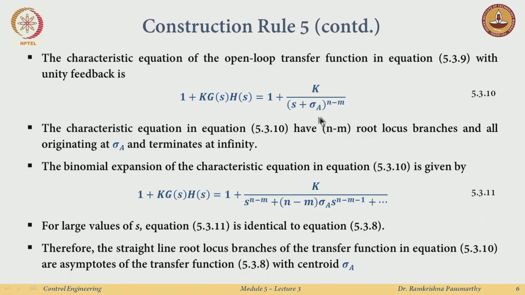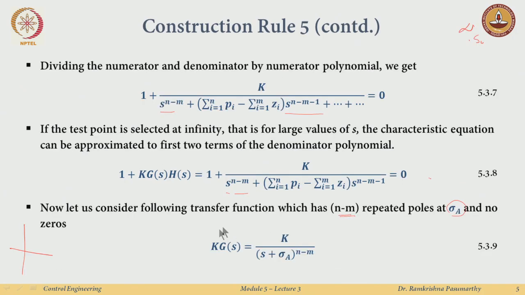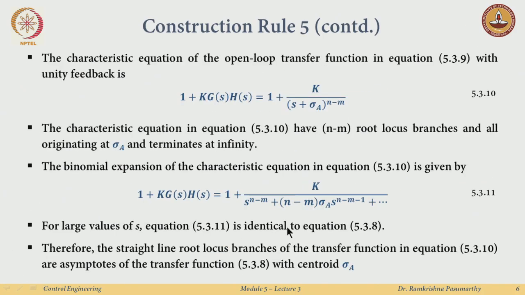So, this characteristic equation, how will this root locus look like? Well, this root locus has no zeros and n minus m poles. Okay. So, this root locus of this open loop system here with h equal to 1 will have n minus m branches, all of them go to infinity. They start at sigma a. So, that is what it tells us, right.